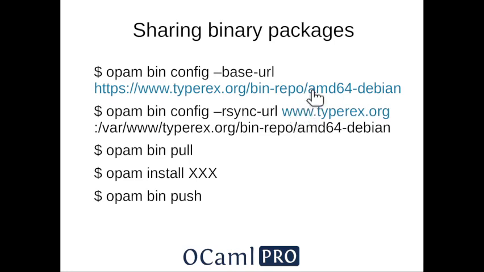These two URLs are actually for the same server, but one is the website and the other one is through SSH. Now we can use opam-bin pool. It's going to download the current state of the OPAM repository as it is seen by other users. We can install some packages. The binary packages for these packages will be added to the repository automatically. And then we can use opam-bin push to push the new packages to the website using rsync.